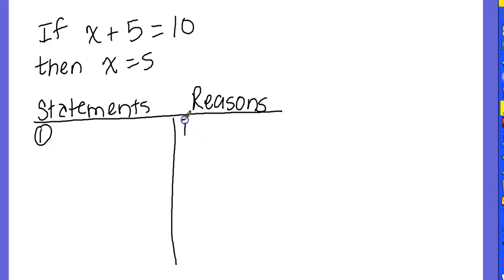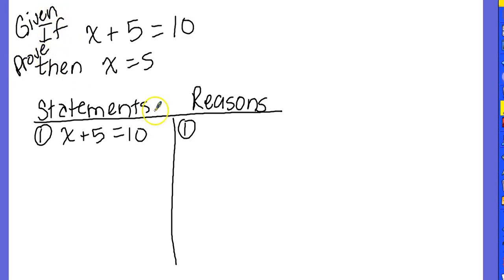So it goes like this. Step 1. You'll write down the if statement, or sometimes it'll say given instead of if, and it'll say prove instead of then sometimes. Okay, it comes in multiple forms. Now, my reason for writing that down is because that's the problem I was given to solve. So statement 1's always easy. You just write the problem down and you write given.